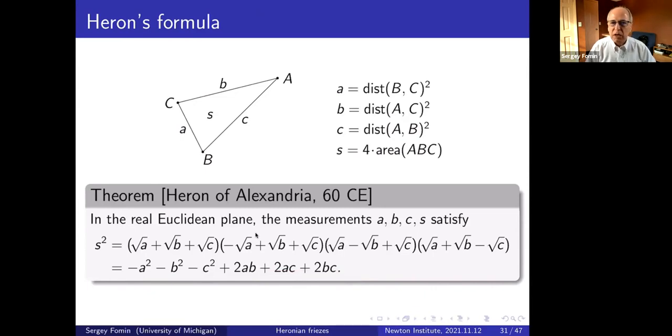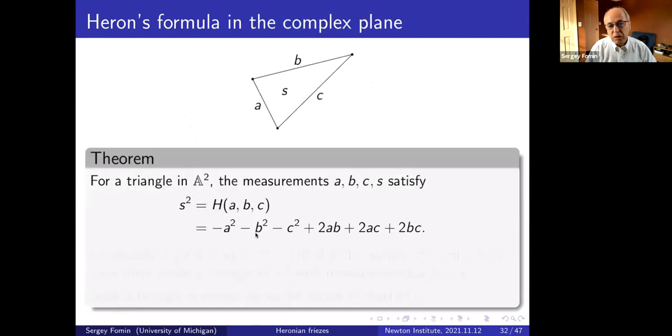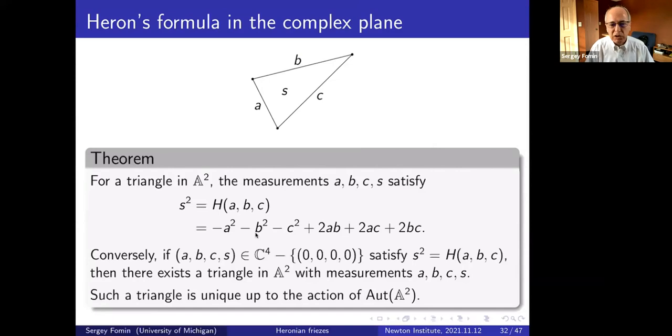So this is Heron's formula, and this is true also over complex numbers, right? Of course, if it's true over the reals and there are no square roots, it should be true over complex numbers. And conversely, if you have A, B, C, and S, 4 numbers that satisfy this equation, not all of them equal to 0, then there exists a triangle with these measurements, and moreover, it's unique up to the automorphisms of this Euclidean complex plane.